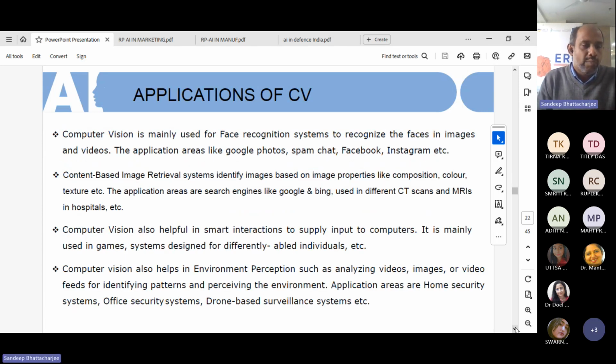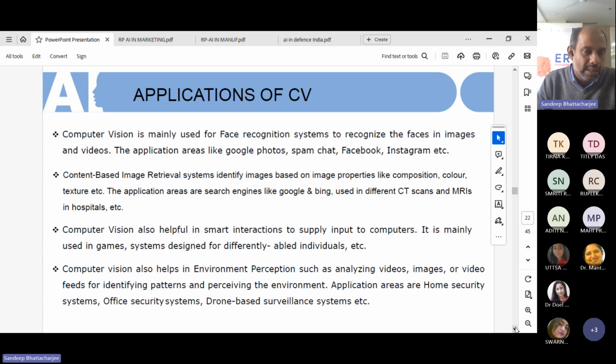So what are the areas of computer vision? Computer vision is mainly used for face recognition systems to recognize faces in images and videos. The application areas, we all know, we all are using this, right? Google Photos, Snapchat, Facebook, Instagram, etc. Everywhere you see the concept of computer vision. How a machine sees humans, as simple as this, using its own mechanism, whether it is hardware or software, which is assisting in correctly predicting the face of a person, whether the person is that person or somebody else.